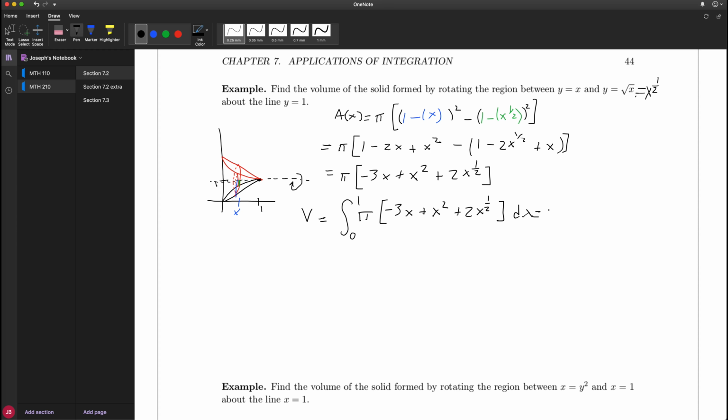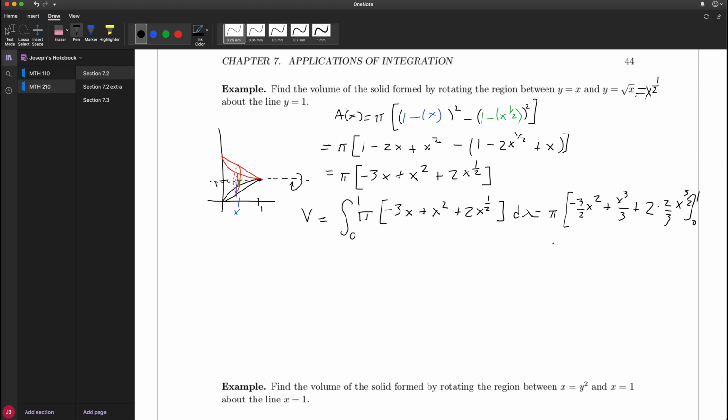And integrating, we're going to get pi, let's see here, so minus 3/2 x squared plus x to the 3rd over 3, and plus 2 times, and let's see, when we increase the power by 1, we get 3 halves as our new power of x, but we need to divide by that, which means multiply by 2/3.